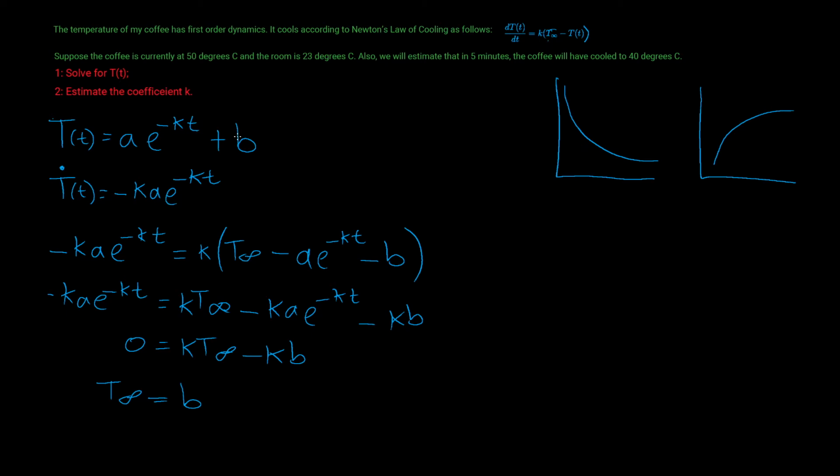So this matches our intuition. So what we can do is, if we get rid of this B now, we can replace it with our steady state value.